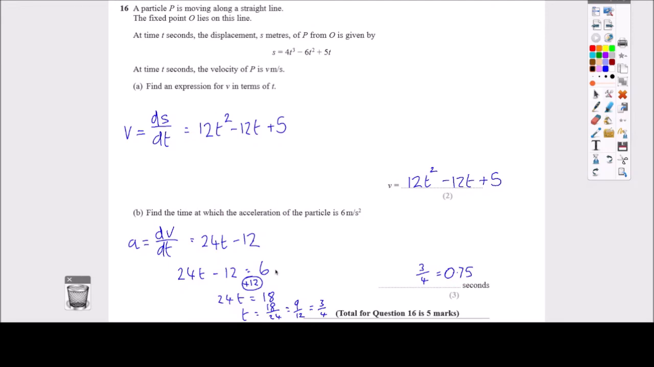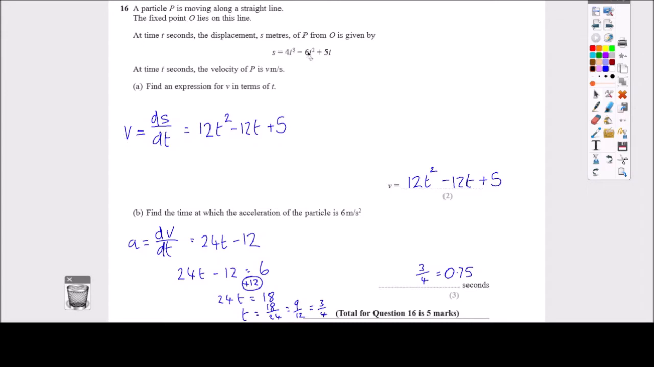Question 16. Now, for part A, I'm being asked to find an expression for v, for the velocity. Okay, so we've got the displacement formula, and you just need to learn that when you differentiate displacement, you get velocity. The rate of change of displacement is velocity. So how do we differentiate?